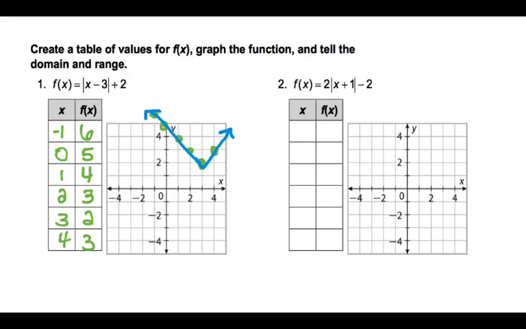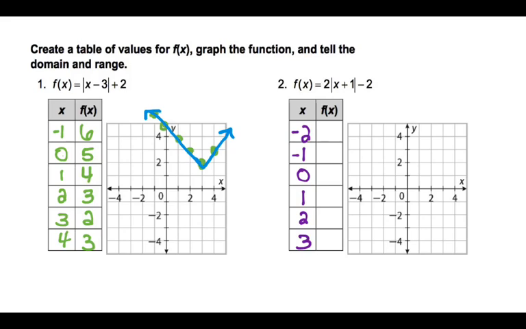Alright, so there's my points when I plot them, and it makes this V-shaped graph. So my domain for that would be all real numbers, and my range would be all y values that are greater than or equal to 2.